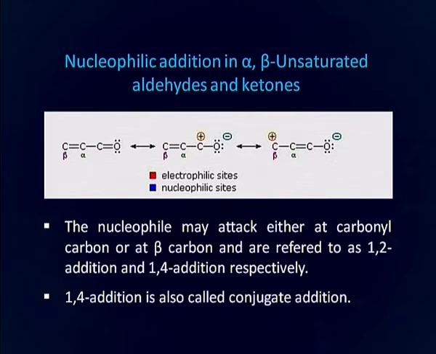The nucleophile may attack either at the carbonyl carbon or at the beta carbon and these are referred to as 1,2 and 1,4 addition respectively. Like you can see, if addition takes place at the carbonyl carbon, then the product is the 1,2 addition product, and if addition takes place at the beta carbon here, then the addition is the 1,4 addition product. 1,4 addition is also called conjugate addition in alpha beta unsaturated aldehydes and ketones.